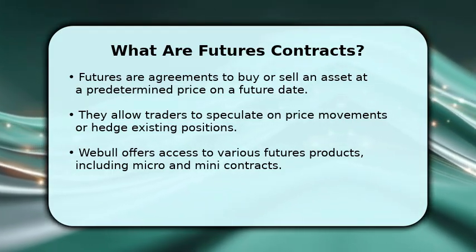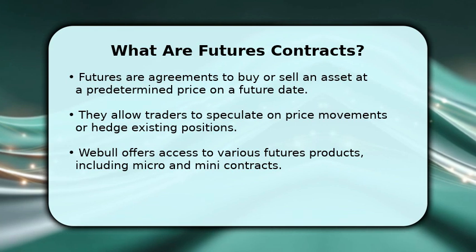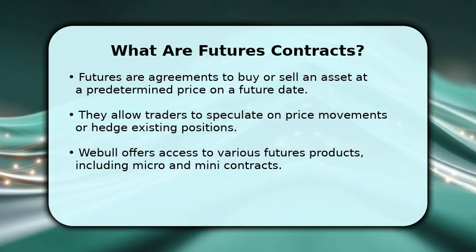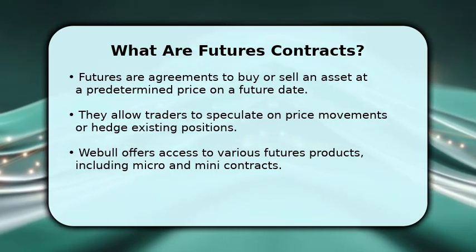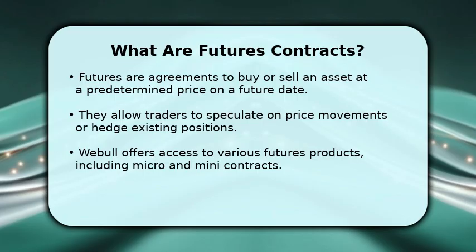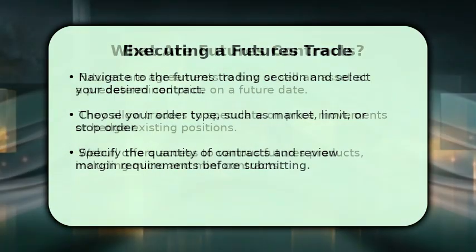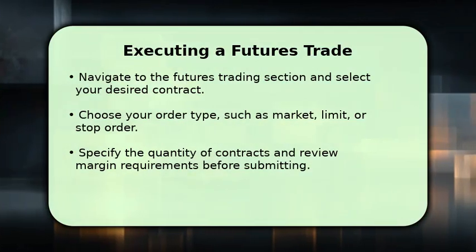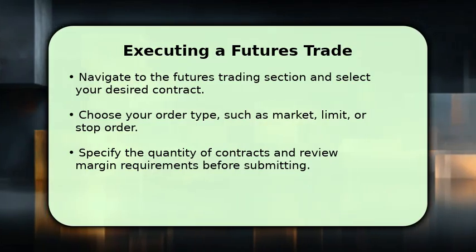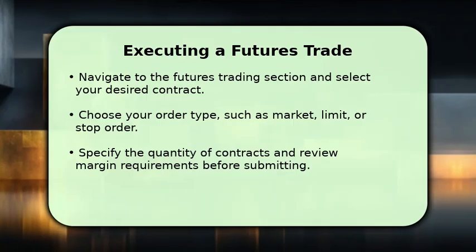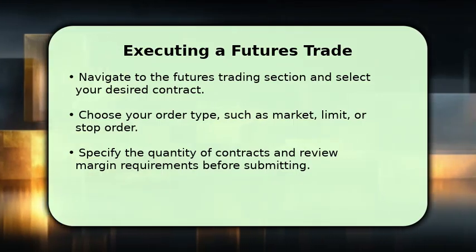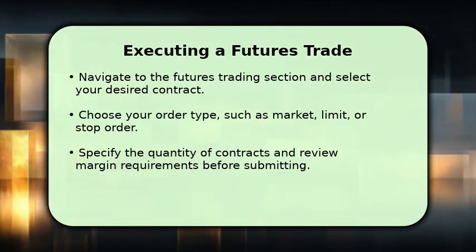Webull provides access to a range of futures products, including popular micro and mini contracts, which offer smaller contract sizes and lower margin requirements, making them more accessible for many traders. To place a trade, first navigate to the futures trading section on Webull and select the specific contract you wish to trade. For example, you might choose a micro E-mini S&P 500 futures contract.